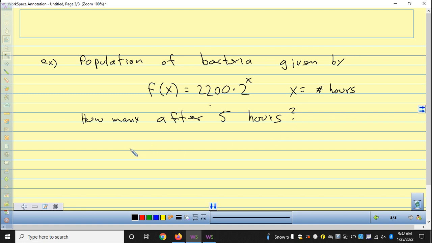Well, we would say that f of 5, when we're plugging in 5 for the number of hours, that's 2,200 times 2 to the 5th. Now, something to be careful of here, we need to follow PEMDAS. PEMDAS says we have to do the exponents first. So you can't multiply 2,200 by 2 and then raise that to the 5th power. So be careful there. We have to do the exponents first.